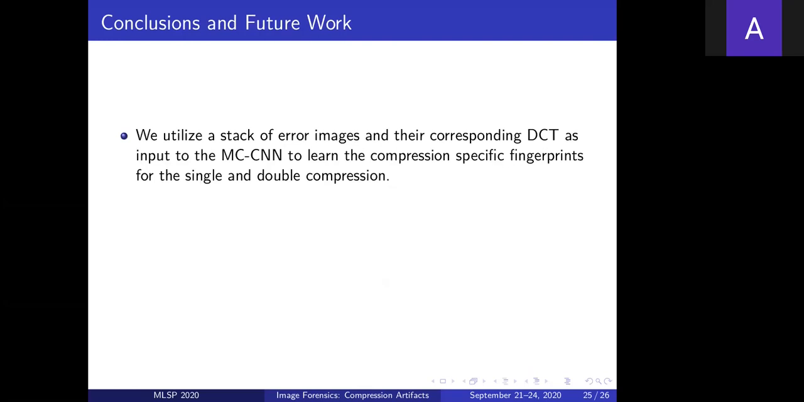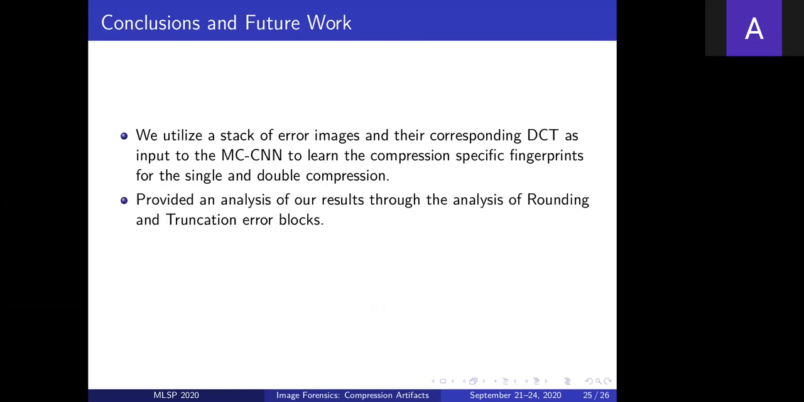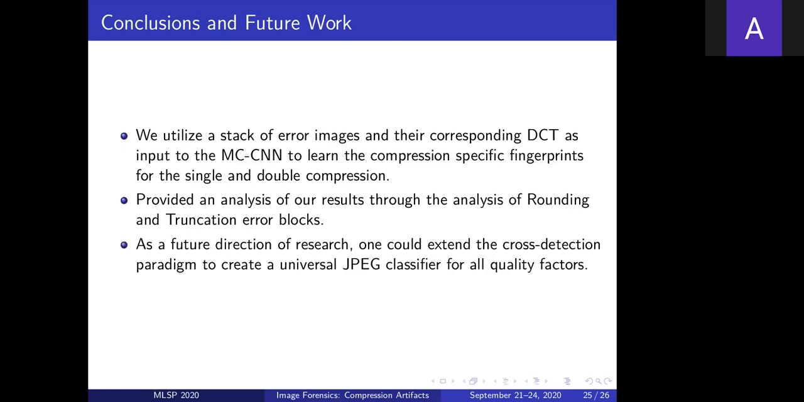In conclusion, we have proposed a multi-column CNN architecture to identify compression-specific fingerprints for classification. We have analyzed the results through the rounding and truncation error block analysis. As a future direction, one could explore the area of unseen quality factor detection to create a universal classifier to identify JPEG forgery irrespective of quality factor.